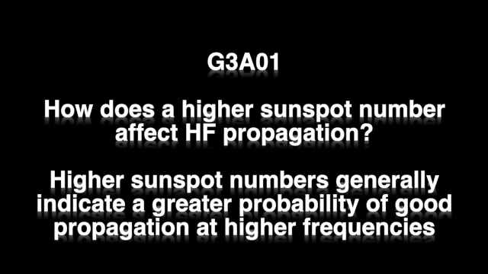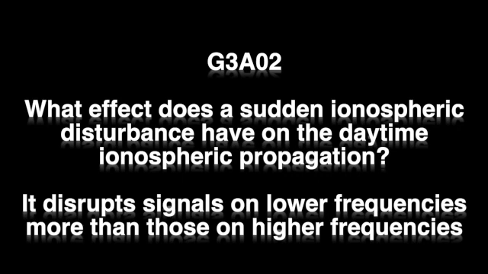G3A01. How does a higher sunspot number affect HF propagation? Higher sunspot numbers generally indicate a greater probability of good propagation at higher frequencies. G3A02. What effect does a sudden ionospheric disturbance have on the daytime ionospheric propagation? It disrupts signals on lower frequencies more than those on higher frequencies.